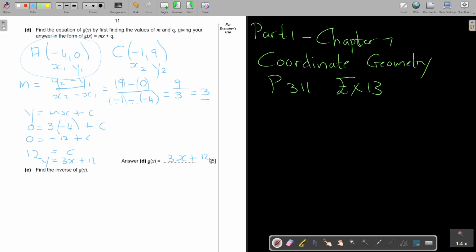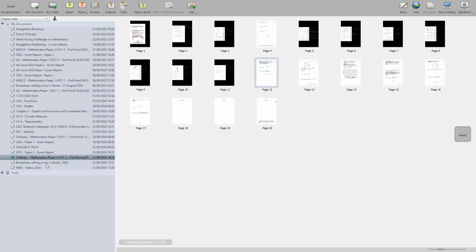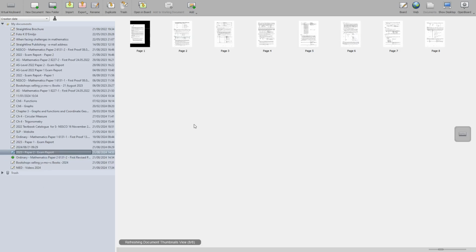Okay, where will you get all your marks? I think if you work it out, there are 2 marks for the gradient, then substituting in to get the value of c, and then also putting it in the correct format. So let's go and see if that is where the marks were given.